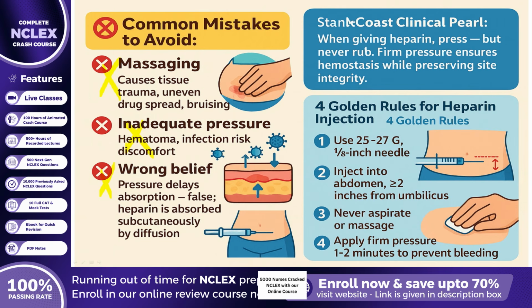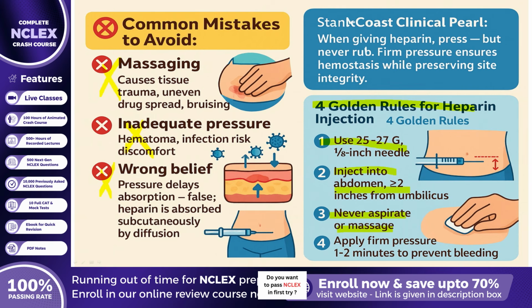Now moving to the Stand-Coast High-Yield NCLEX tip, remember the 4 golden rules for heparin injection. 1. Use a 25 to 27 gauge, 5/8 inch needle for subcutaneous administration. 2. Always inject into the abdomen, at least 2 inches away from the umbilicus. 3. Never aspirate or massage after injection. 4. Apply firm pressure for 1 to 2 minutes to minimize bleeding.